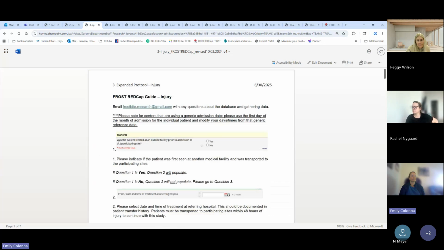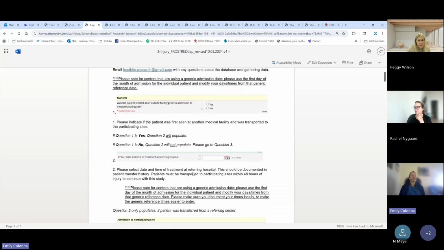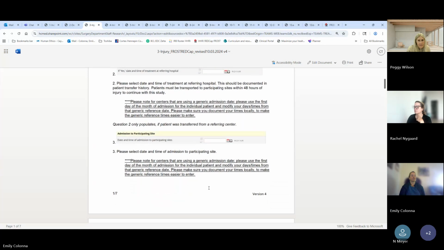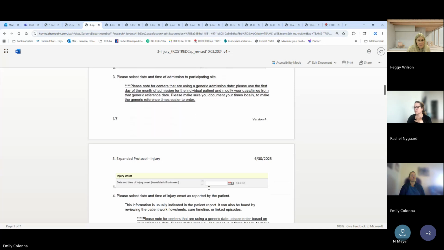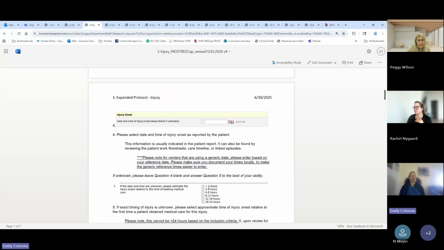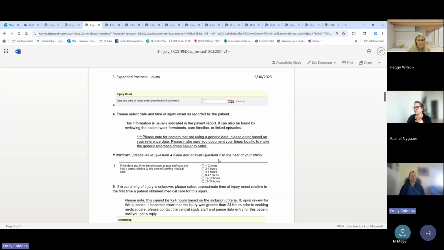Injury. Let's see, this survey is looking at, want to know if your patient was transferred. If yes, the date and time. If they came right to you, what time were they admitted to you? And the injury onset. And this is where we allow your best estimation here. Can't be more than 24 hours or they don't qualify to be included.